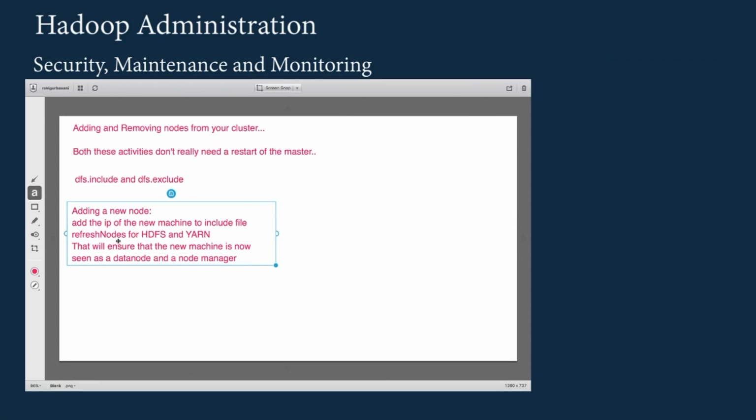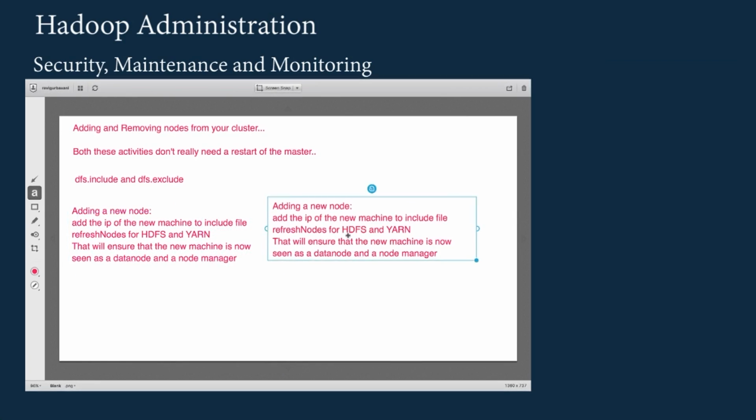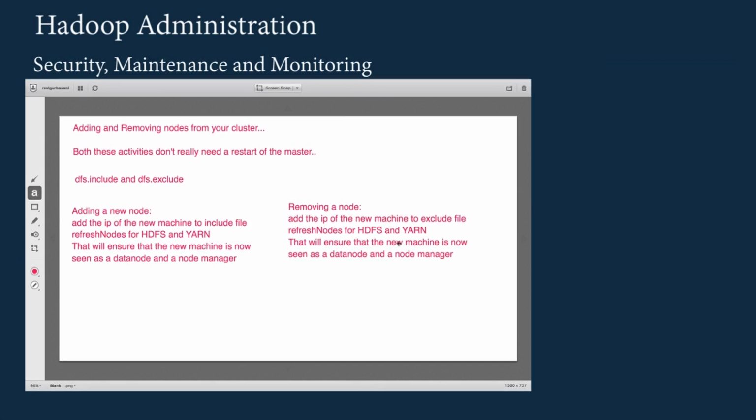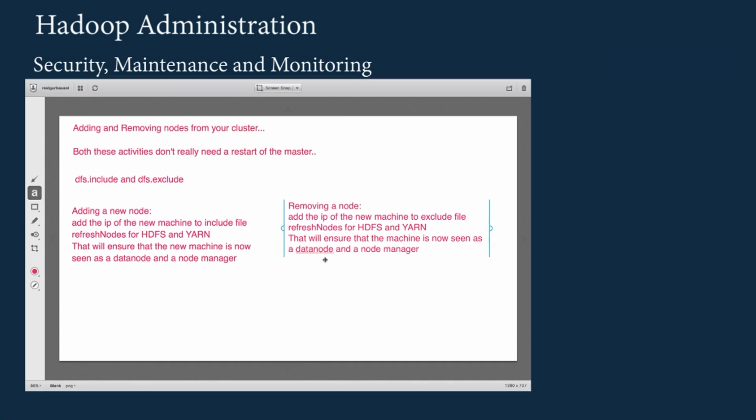When it comes to removing a node, exactly the opposite process has to be followed. So for removing a node, add the IP in the exclude file, refresh nodes, and this will ensure that the machine is now seen as decommissioned.